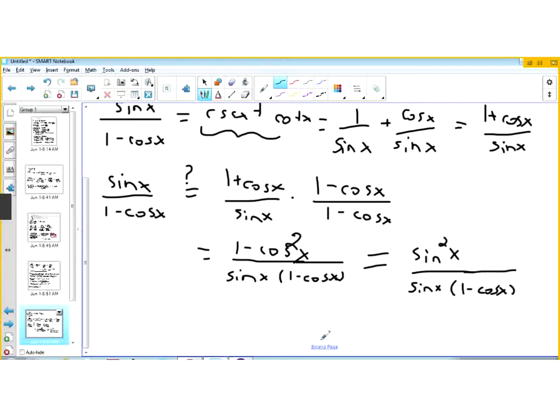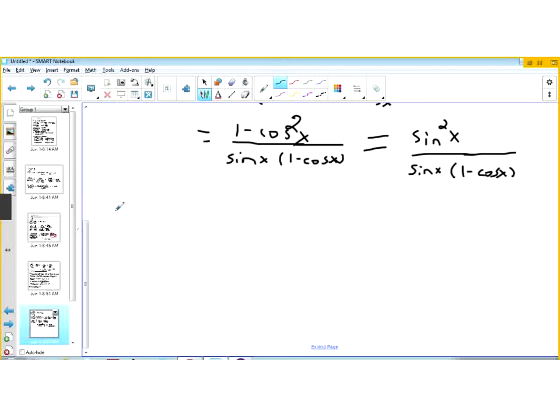Okay, and then one of the sines cancels. And we're left with this. Okay, so we have proven that identity.